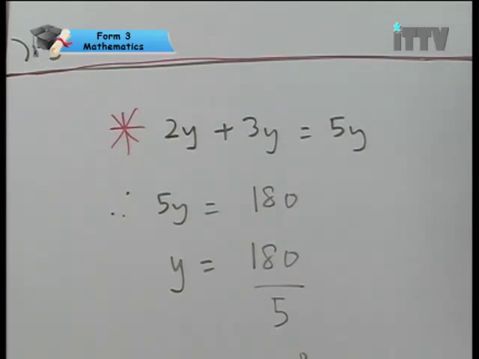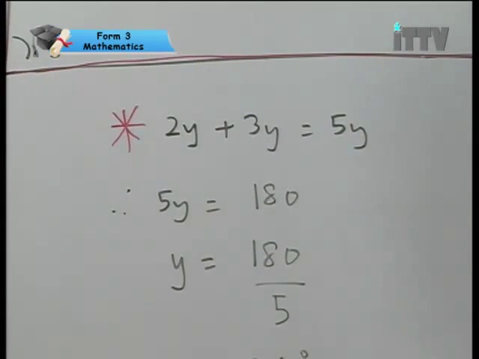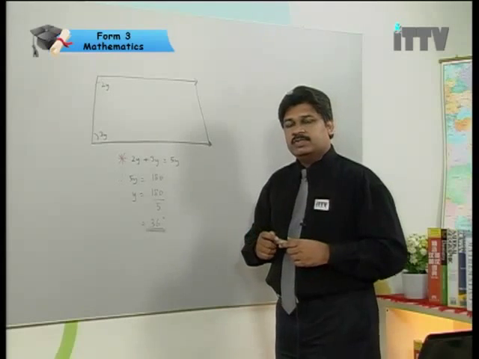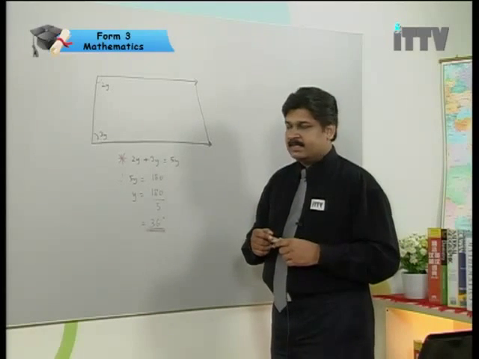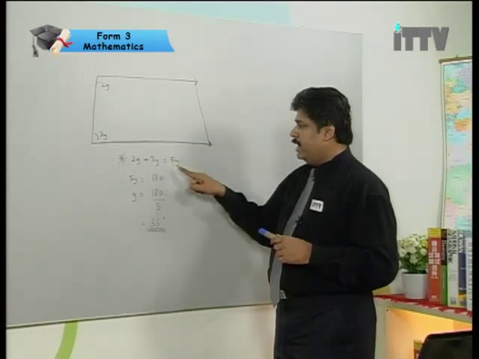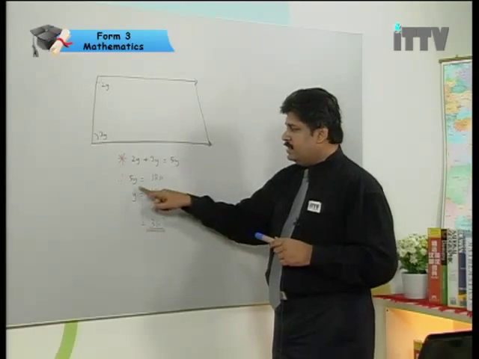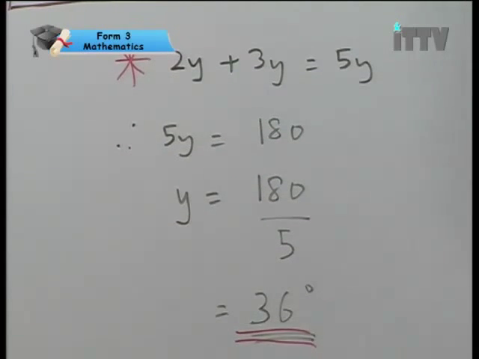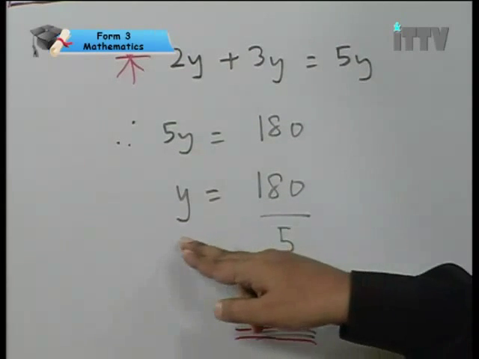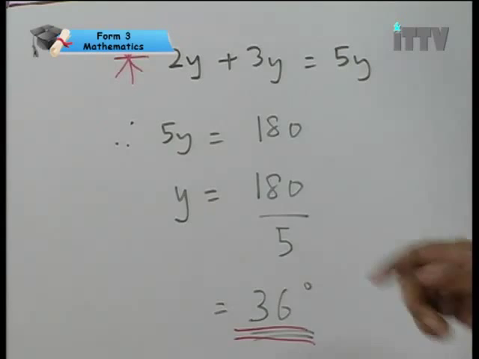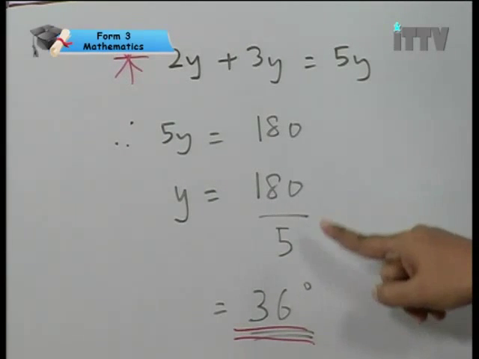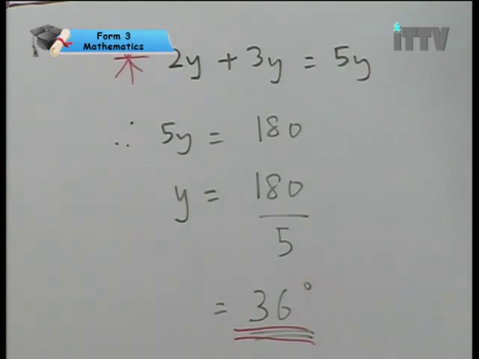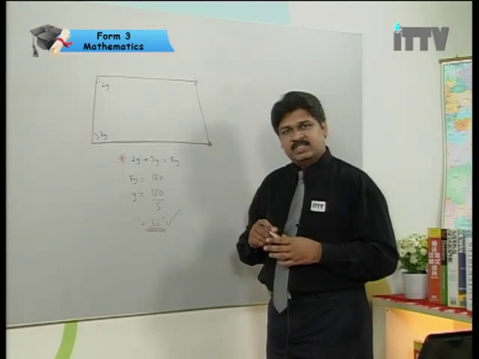Now, why did I add up? Simply because I know the sum of angles is equal to 180 degrees. Therefore, the sum of y will give me 5y, and this value of 5y is equal to 180 degrees. So in order for me to find the value of 1y, I take 180 degrees, divide by 5, and I should obtain y as 36 degrees. So this is how you attempt this question.